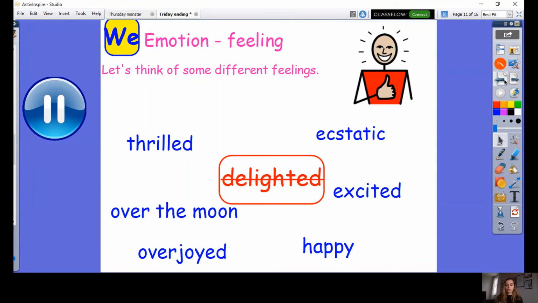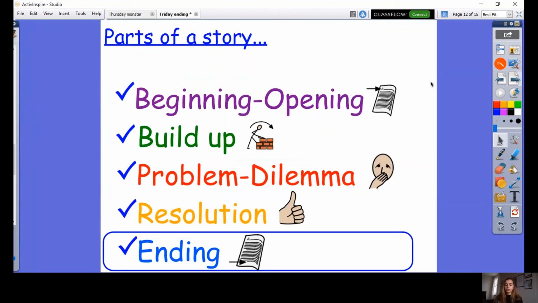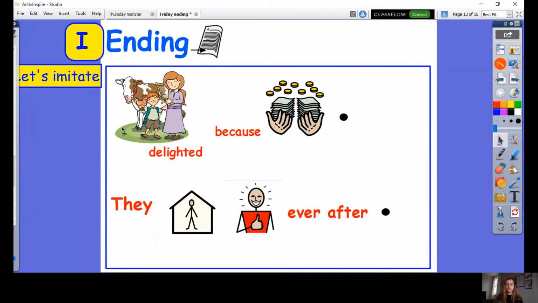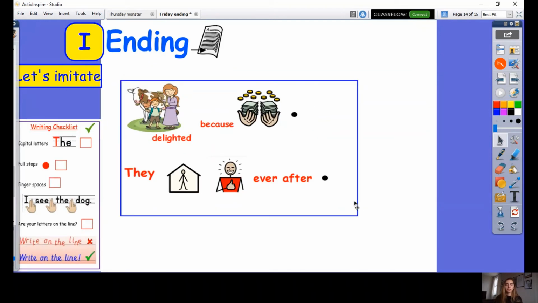Okay, you are ready. So we have changed the ending and we have changed the emotion our main character and his mum are feeling. So now you are ready to write your ending. This is the last bit of our story. So let's go through our actions and our words to remember each part. Jack and his mum were delighted because now they were rich. Stop. They lived happily ever after. Stop. Well done.